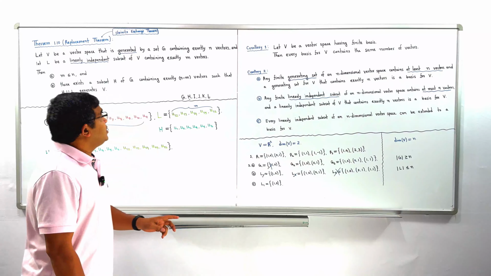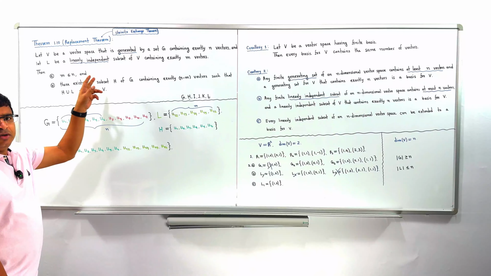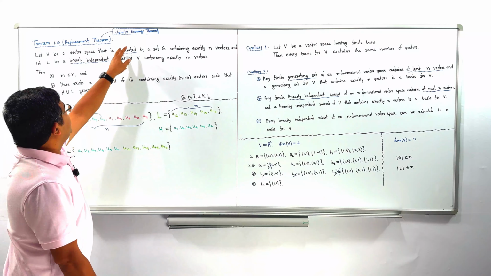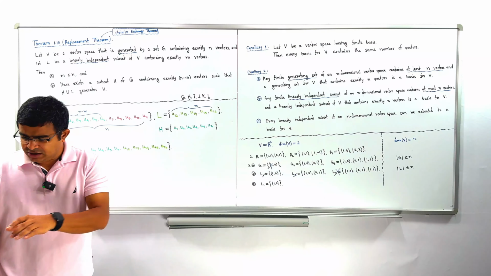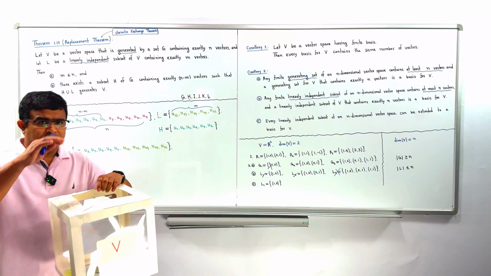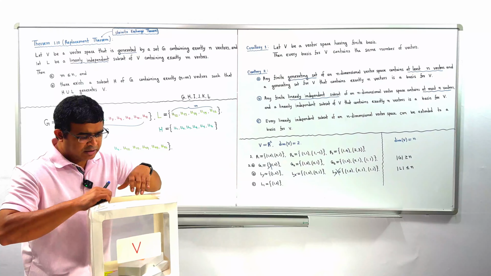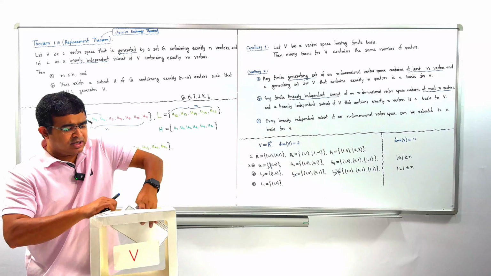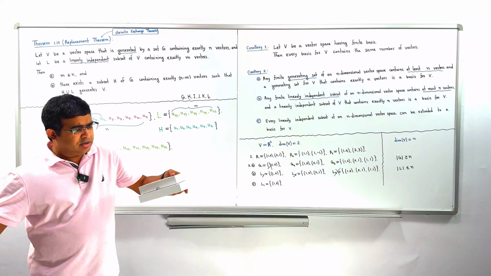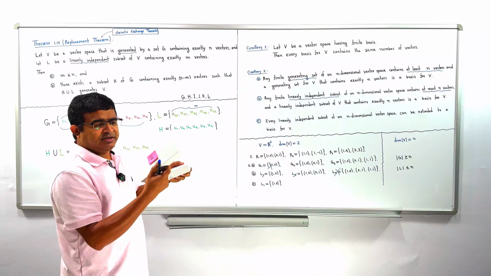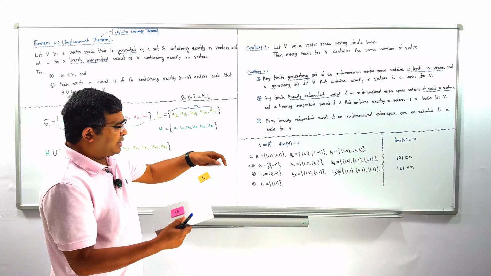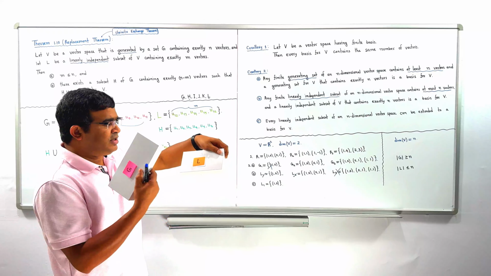In this video, we will learn about the replacement theorem, also called the Steinitz Exchange Theorem. The theorem says that if V is a vector space and V has two subsets, one is G, the generating set. So G is a subset of V, this is called the generating set, and another subset L, this is a linearly independent subset.